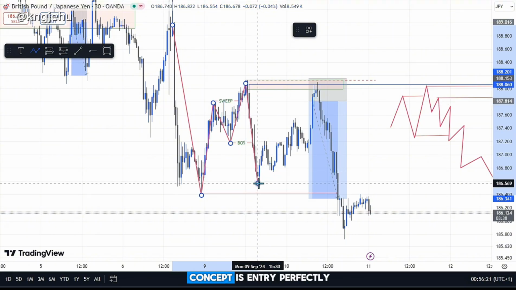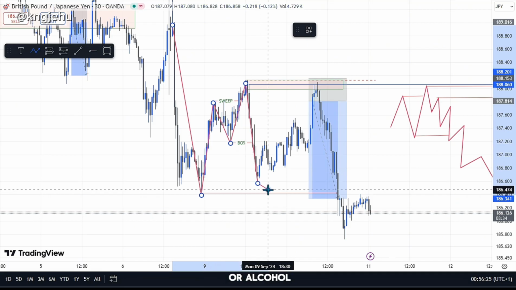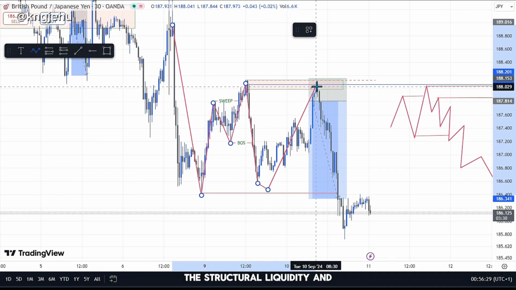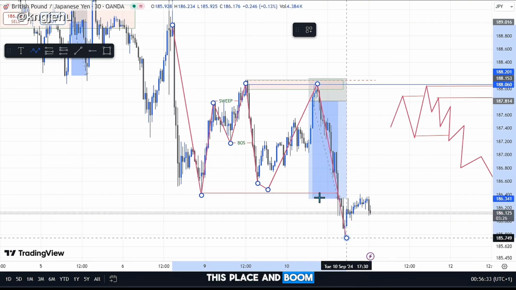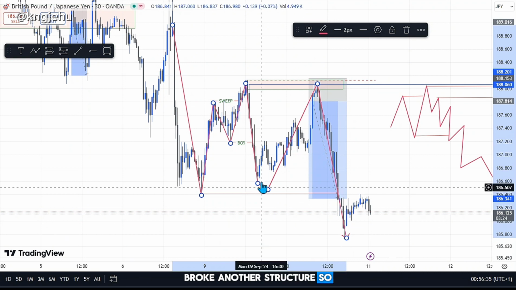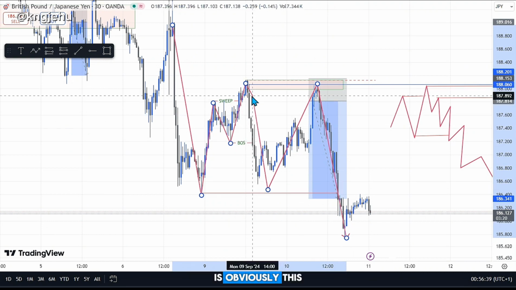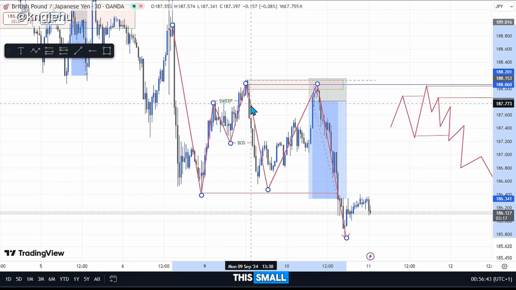You see, this concept is entering perfectly. But before price broke this structure, we had what I call the structural liquidity. Then price came back into this place and boom, broke another structure. So the structural liquidity is obviously this.